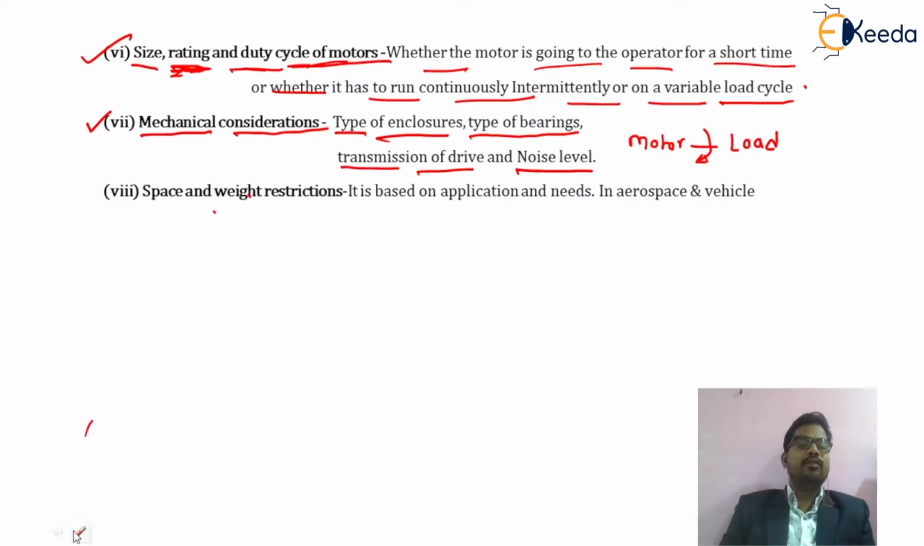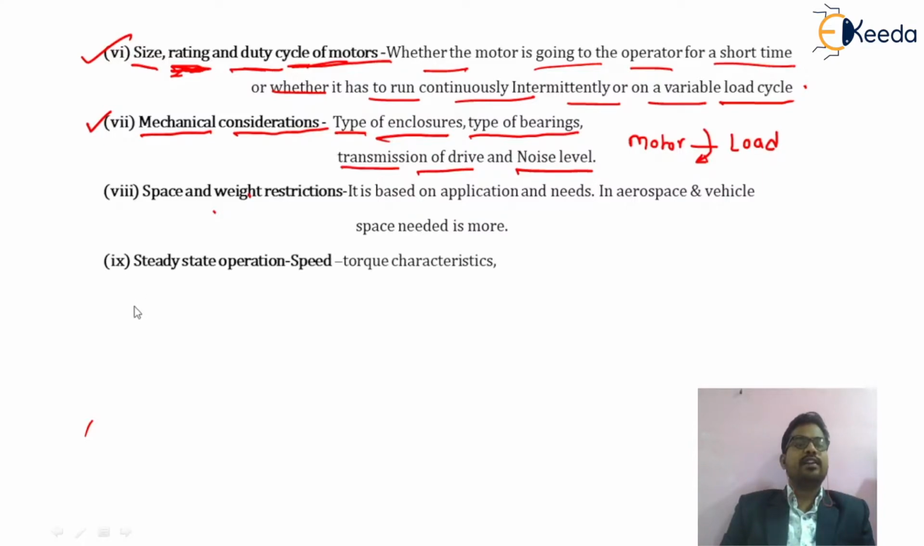Along with that, now we want to understand the next choice of electrical drive, and that choice is called space and weight restrictions, because drives are used at different locations and different spaces. So the space requirement in concern with the drive application and the weight restriction basically depend upon where we are using this type of electrical drive, and for that understanding, we want to use different types of drives in aerospace and in vehicle space.